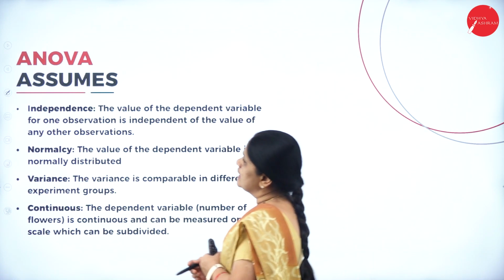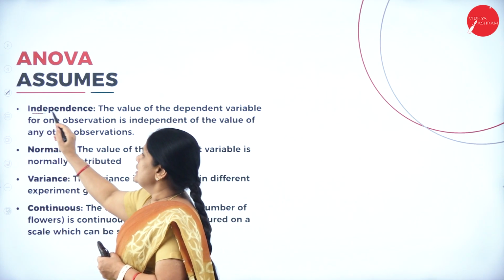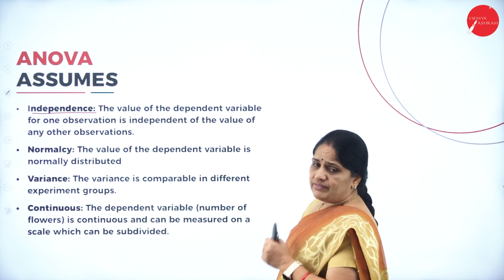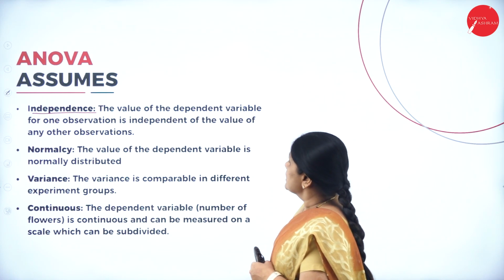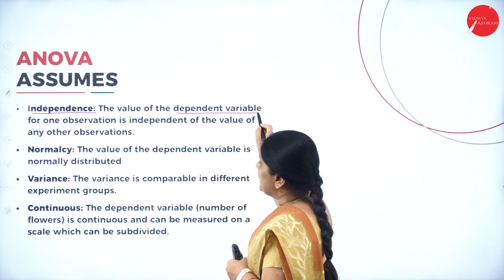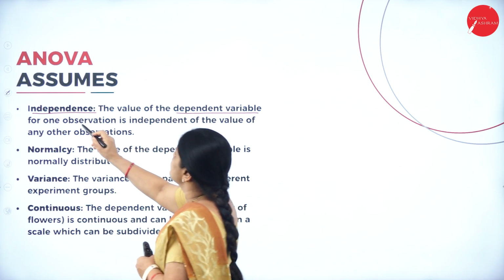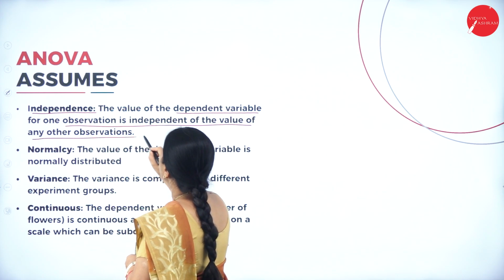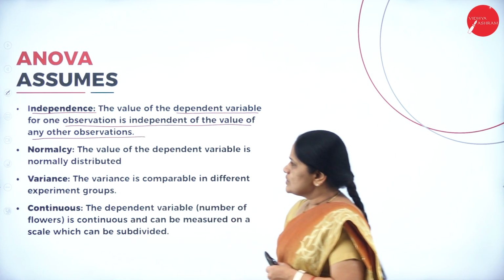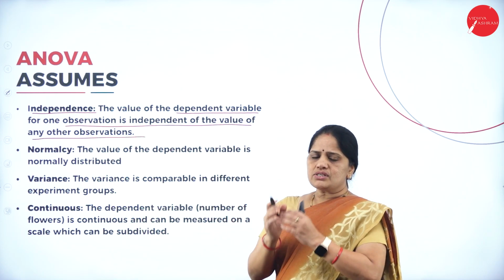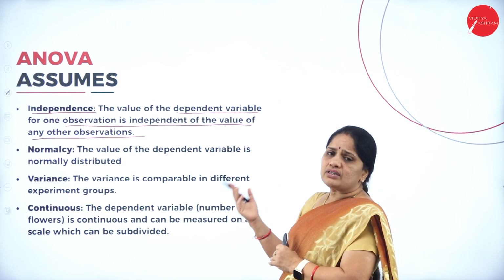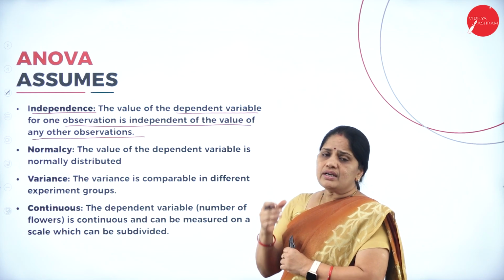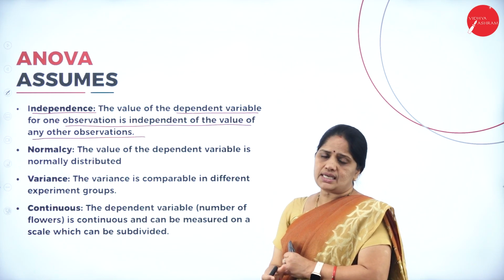Next, what are the assumptions of ANOVA here? The first one is independence. The value of the dependent variable for one observation is independent of the value of the other observations. So one observation is independent of the other observation. For example, when you toss a coin, we may get a head or a tail.